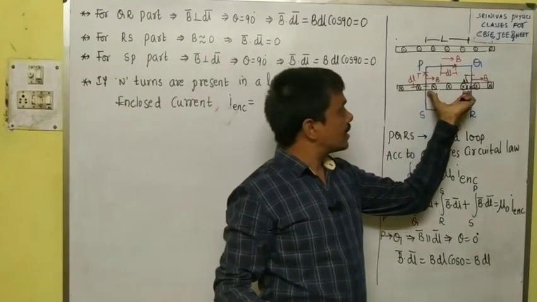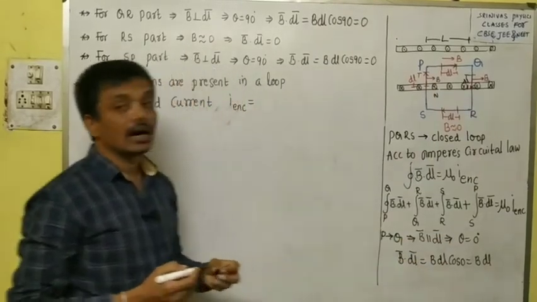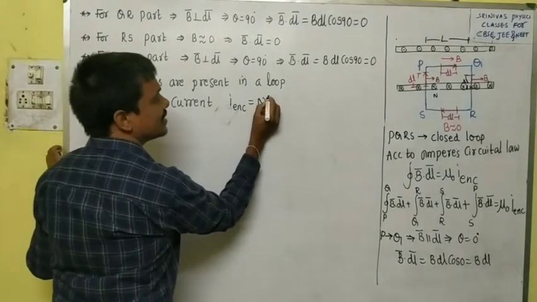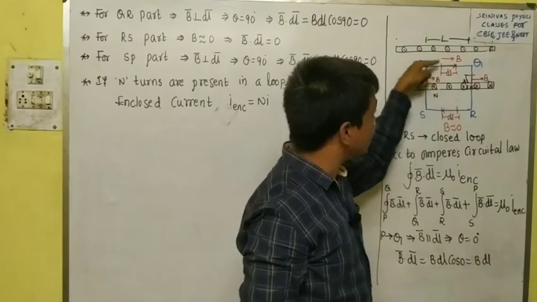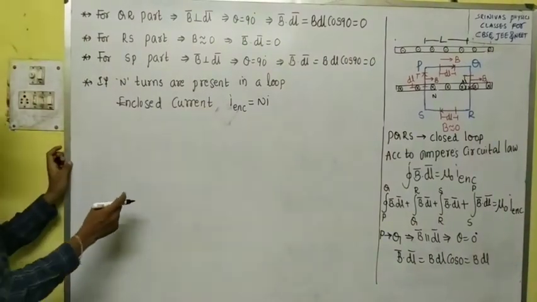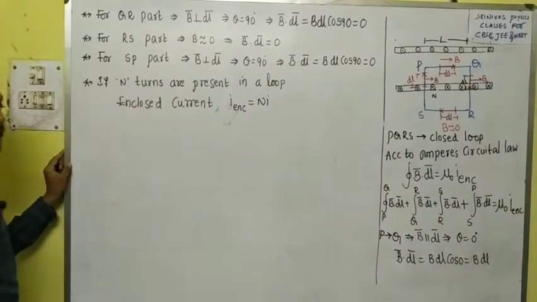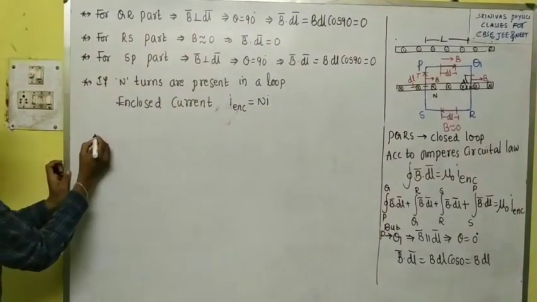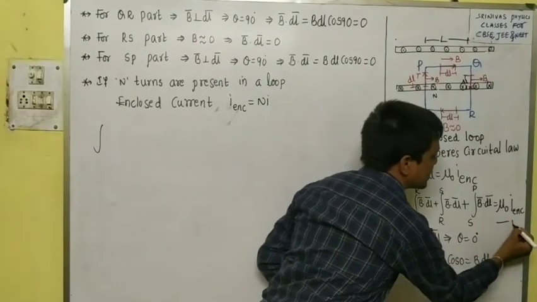For one turn, how much current is present? I current. For N turns, how much current is present? N I, right? In each turn, I current passes, and there are N turns. Here current is entering, here current is entering, like that, N turns. N I we write. Then all this we substitute in this equation. This is equation 1.